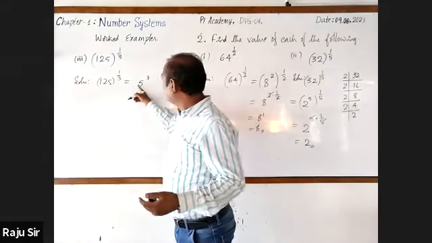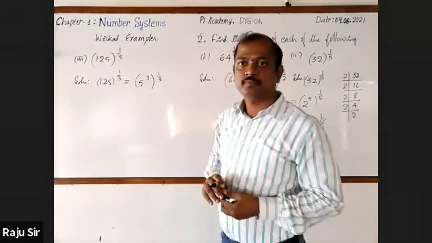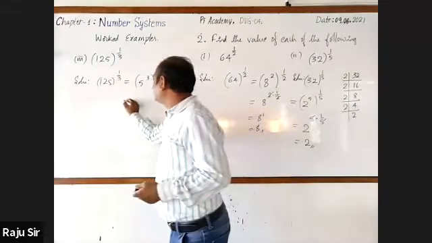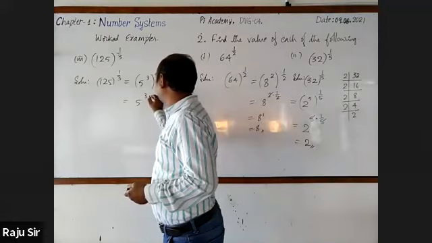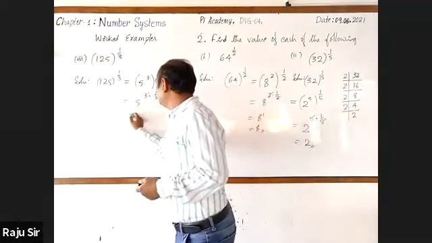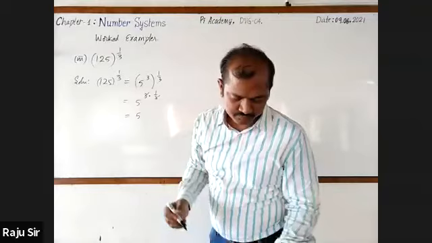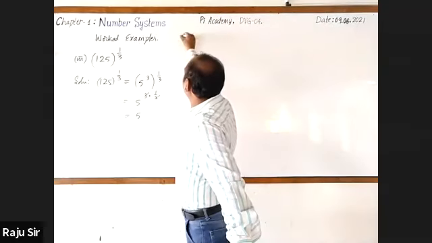Write with me: 5 raised to the power 3, all raised to the power 1 by 3. This is equal to 5 raised to the power 3 into 1 by 3. Cancel 3 and 3, you will get 5 raised to the power 1, which is nothing but 5. Next, the fourth one.